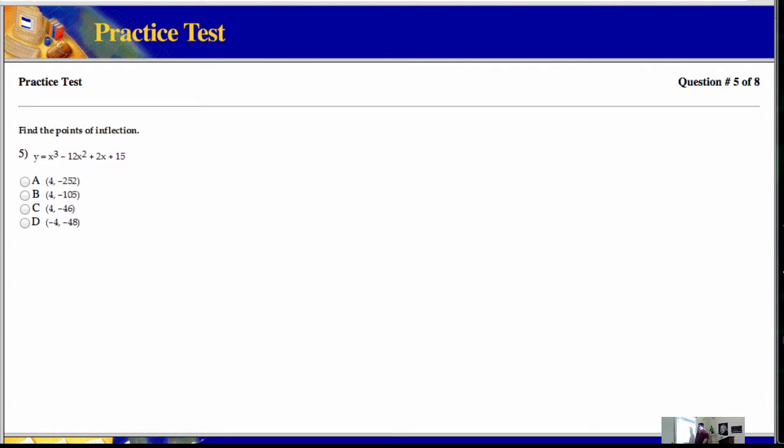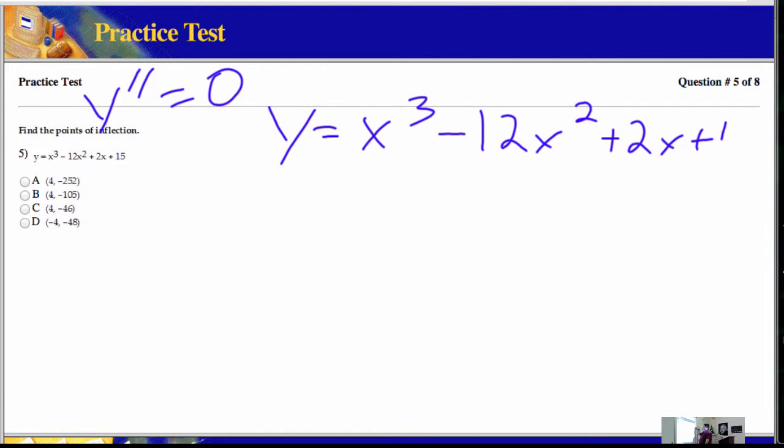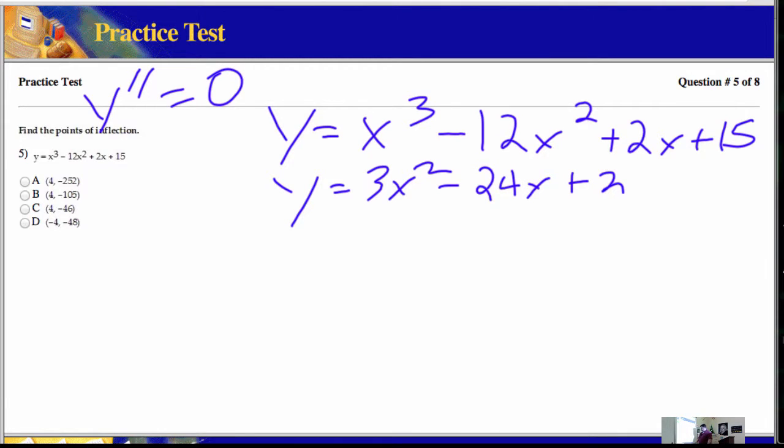Okay, number 5, points of inflection. Points of inflection occur when y double prime equals 0. They've given us that y equals x cubed minus 12x squared plus 2x plus 15. Y prime is equal to 3x squared minus 24x plus 2. Y double prime is equal to 6x minus 24.